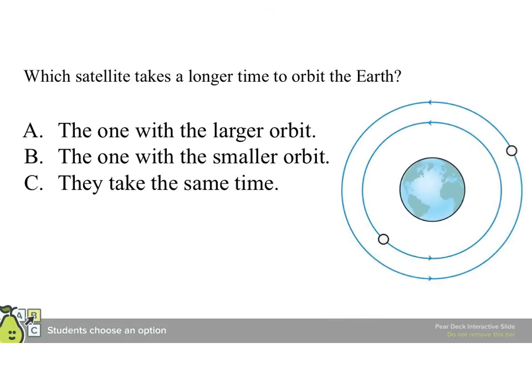Which satellite takes a longer time to orbit the Earth? Remember that T squared is proportional to r cubed, so the bigger r, the bigger T. So the one with the larger orbit takes longer.